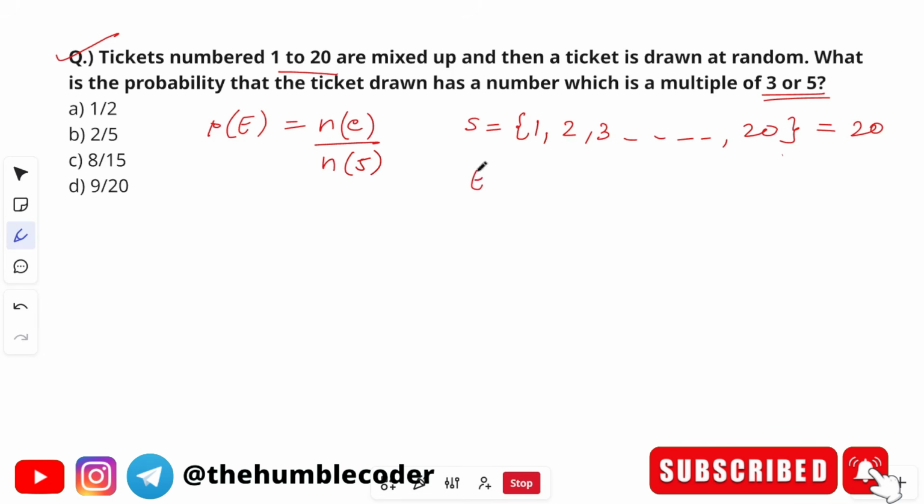Now we are going to find the event. The event is: what is the probability that the ticket drawn has a number which is a multiple of 3 or 5? So let's try to create the event.